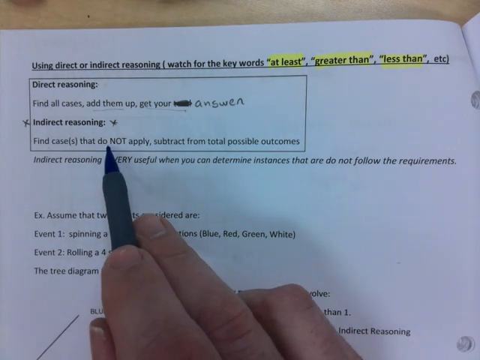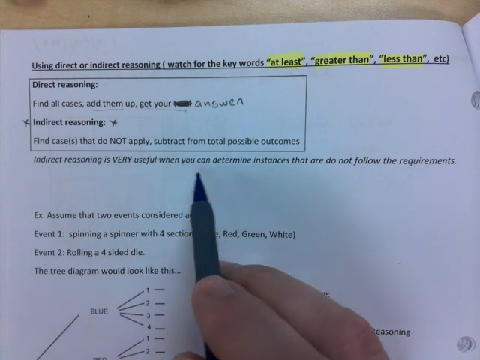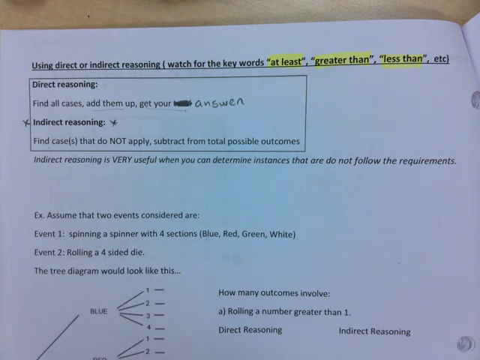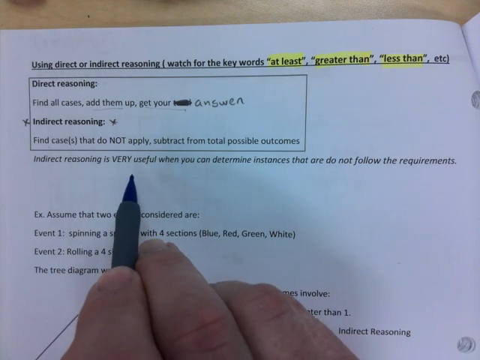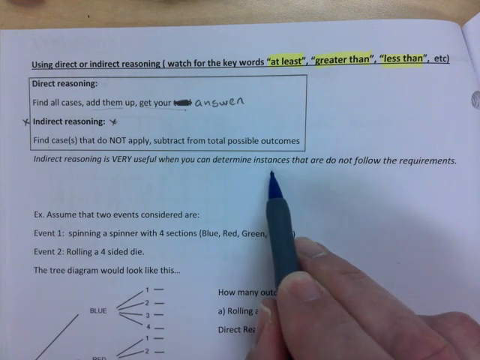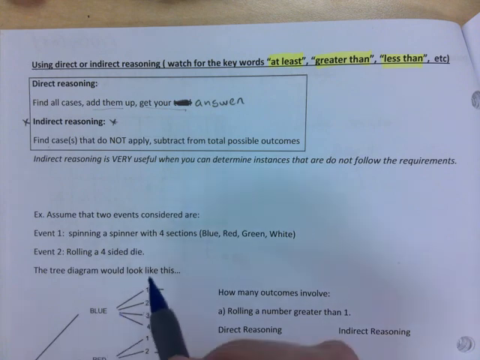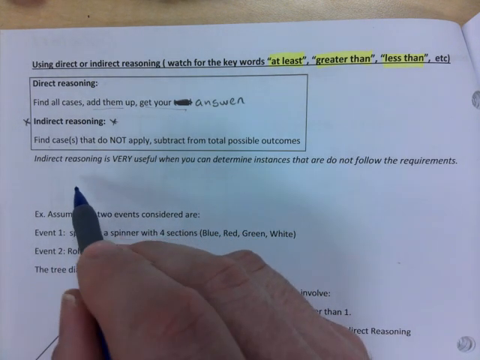You actually do that when you're finding the third angle in a triangle. You have 180. You're like, oh, well, one angle is this, the other one is that. Well, let's just take that away from 180 to get what's left over, right? That's indirect reasoning. So it's very helpful in determining instances where you just determine what doesn't fulfill the requirements, and then off you go. So I'm basically going to give you a formula here.